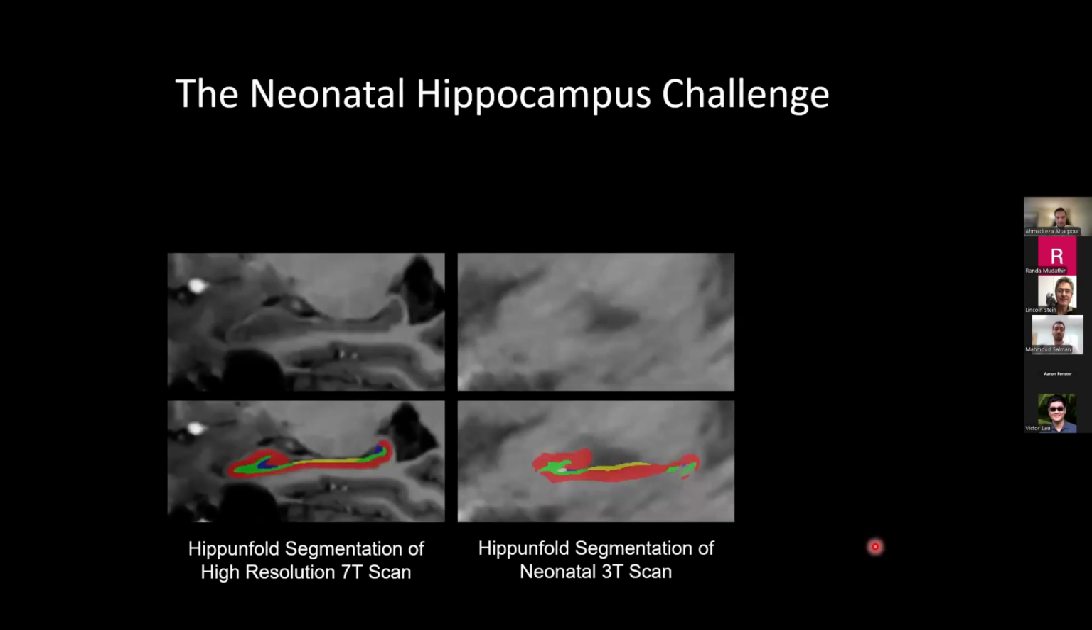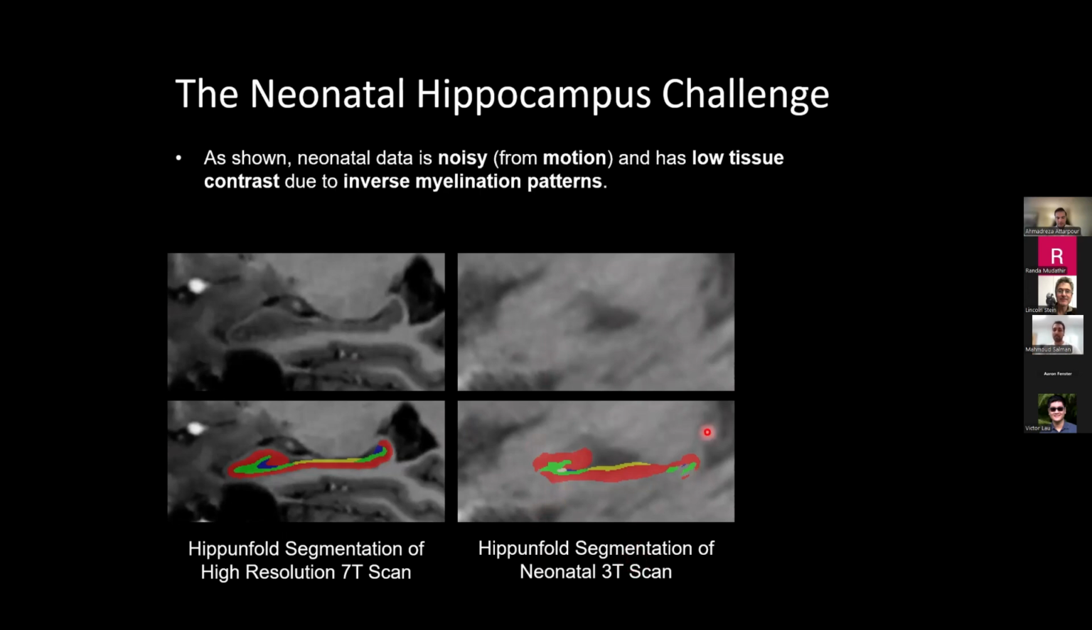So let's jump into the challenge in the neonatal hippocampus. You can see here literally my 7 Tesla scan of my brain, and the hippocampus tissue segmentation using a tool called HippUnfold, which is made in our lab, as well as a neonatal scan with its HippUnfold segmentation of a neonatal 3T scan. You can see the comparison between the neonatal and adult scans.